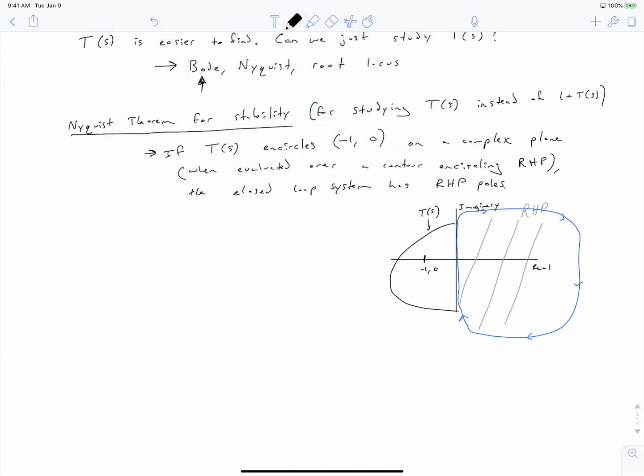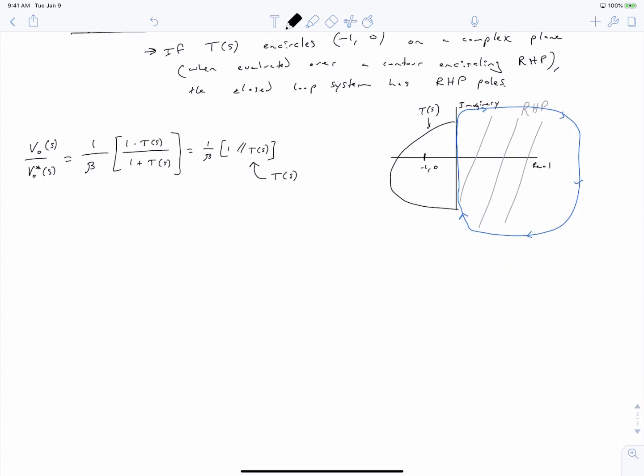Okay, so let's bring this back in and make it a little bit more concrete. We're again specifically talking about our closed loop transfer function, which is 1 over beta times this f of s function. We previously had noted how this ends up looking like 1 over beta times 1 in parallel with T of s. And we're specifically going to simply study T of s because that is the easier thing to study. And we're going to use a Bode plot.